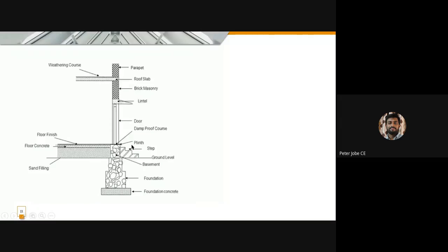So I hope you can see the figure regarding the plinth. Plinth is the point where our foundation, our basement and our walls will meet. That means the point at which we will start to construct our walls. That level is known as plinth.